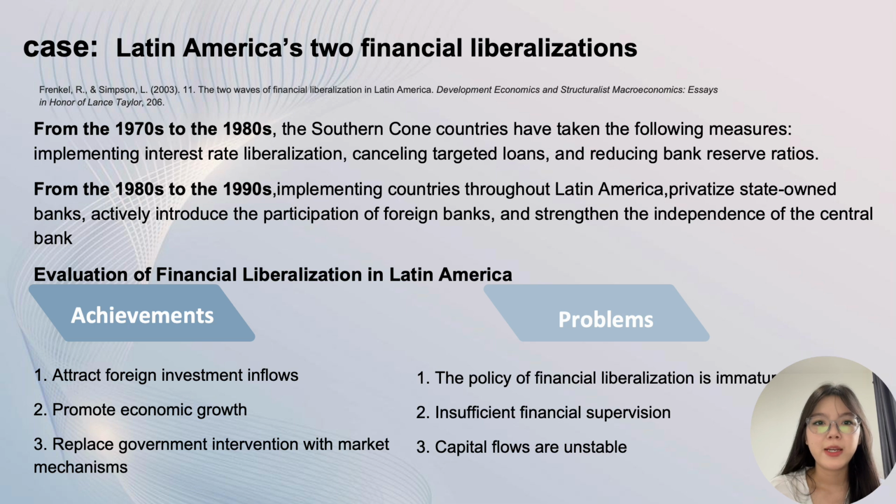Okay, next we will explore the impact of financial liberalization on emerging markets through two typical cases. First, let's look at the two waves of financial liberalization in Latin America. The first wave occurred in the 1970s and 1980s, mainly in the Southern Cone countries, such as Chile. These countries implemented measures such as interest rate liberalization, cancellation of targeted loans, and reduction of bank reserve ratios.